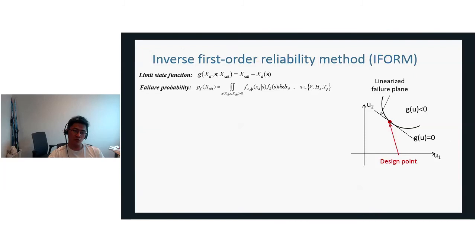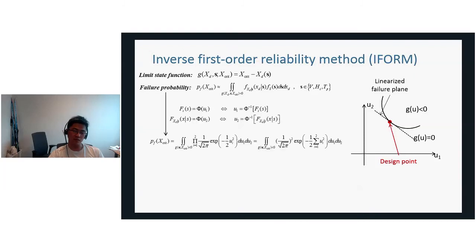Some researchers propose to transform these distributions to a space constituted by variables following the normal distribution. Here U1, U2 are the variables following the normal distribution, and phi is the CDF of the normal distribution. The advantage of transforming the distribution from the physical space to the U space is that in the U space, the variables U1, U2 are independent, and the integrand in the failure probability can be expressed in a simpler expression. So far, this expression of the failure probability has no loss of accuracy.